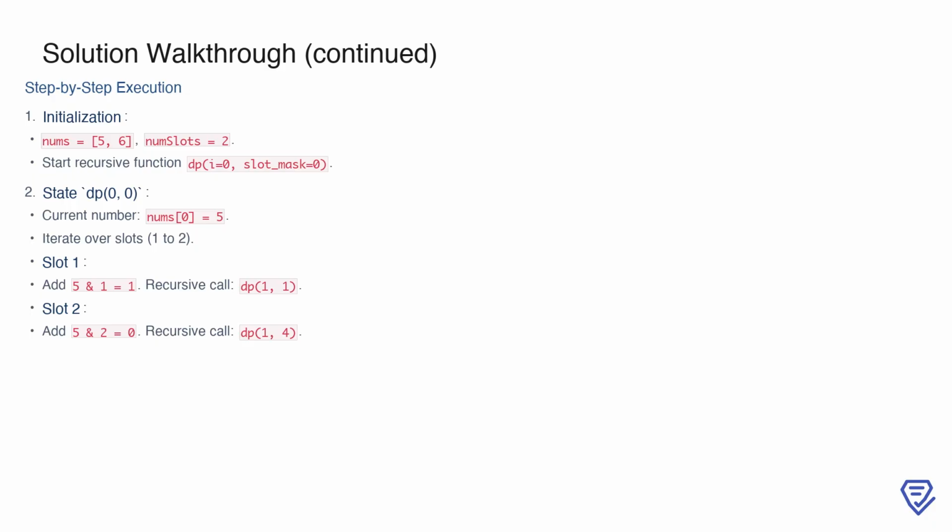Placing 5 in slot 1 adds 5 AND 1 equals 1 to the sum, and we make the recursive call dp(1, 1). For slot 2, placing 5 adds 5 AND 2 equals 0, and we make the recursive call dp(1, 4). These recursive calls will now process the next number in the array.